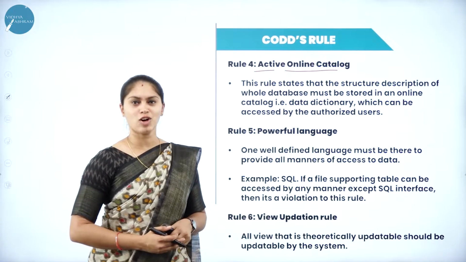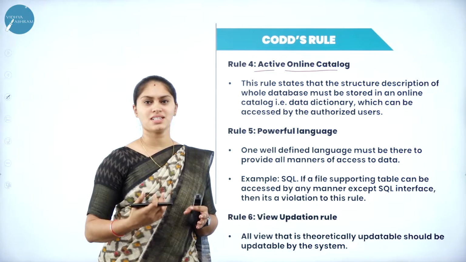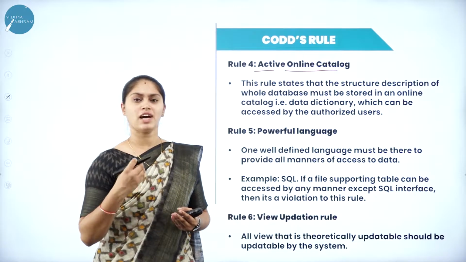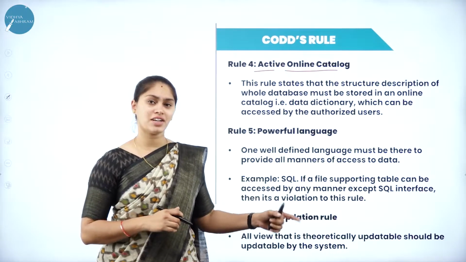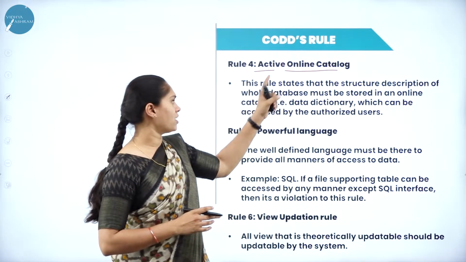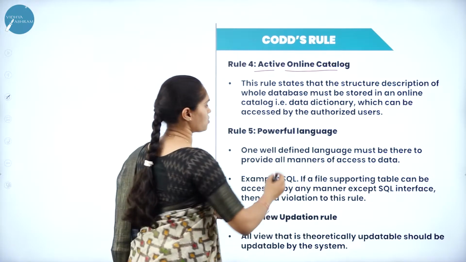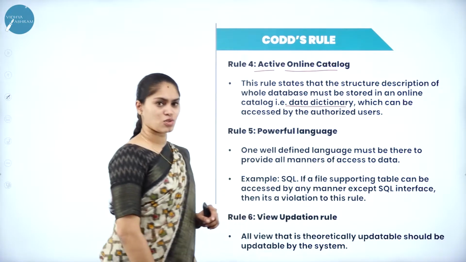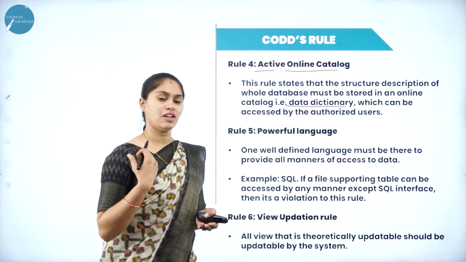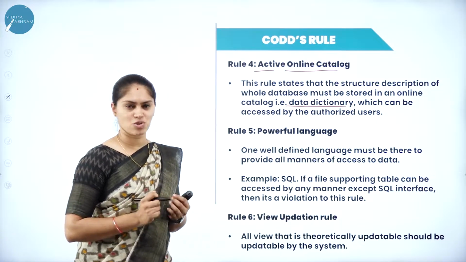If I say catalog, what comes to your mind? For example, you are purchasing some item or some product. At that time, they are going to give you a catalog that explains how to use the product. In the same way, here also we have an online catalog, an active online catalog. So this is also considered as what? Data dictionary, which can be accessed by the authorized users, and it is going to give us guidance on how to use the database management system.